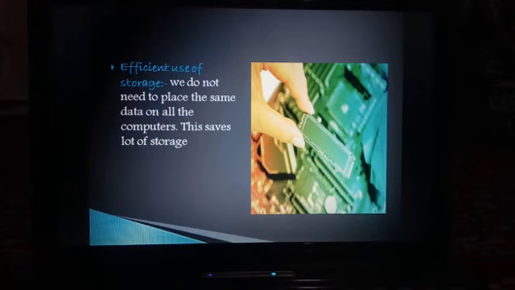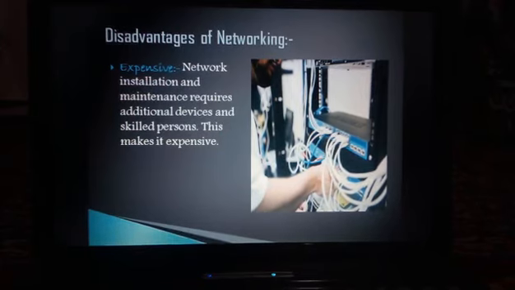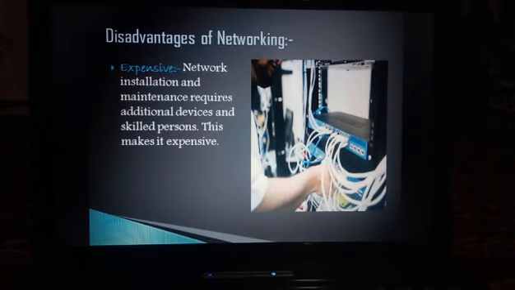Now let's move to our last topic, that is the disadvantages of a network. The first one is that network installation and maintenance is expensive, as it requires additional devices like cables, wires, routers, modems, repeaters, connectors, and it also requires a skilled person. In this way, it becomes expensive.